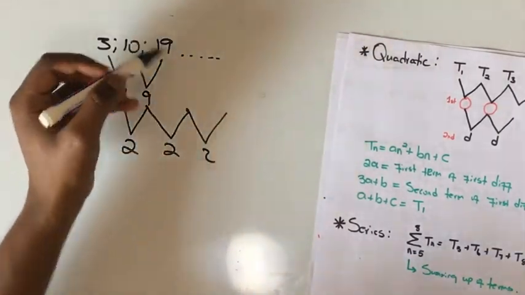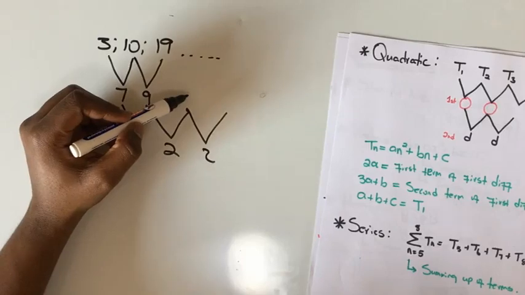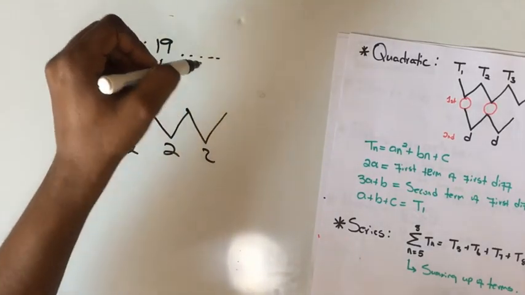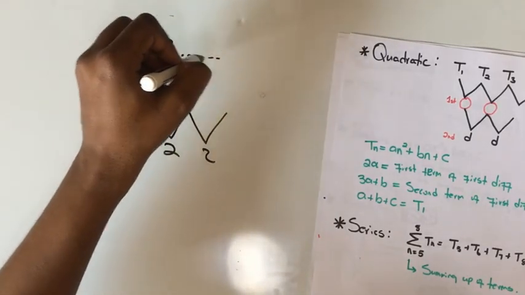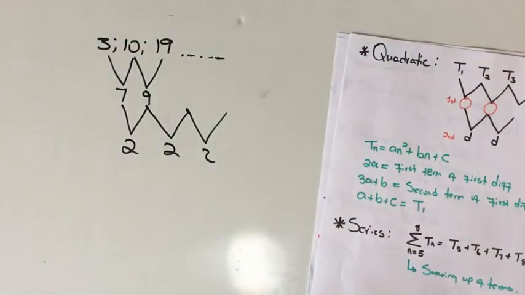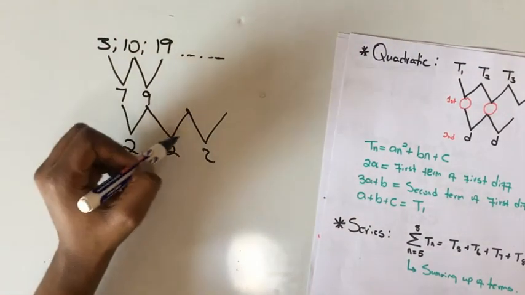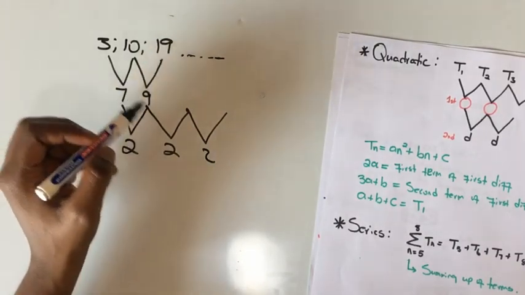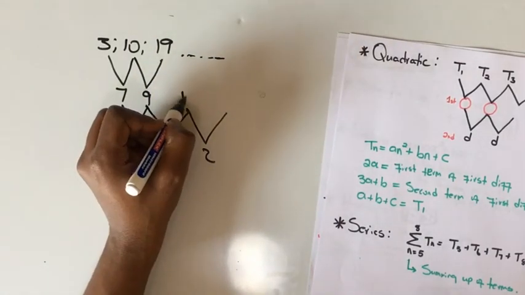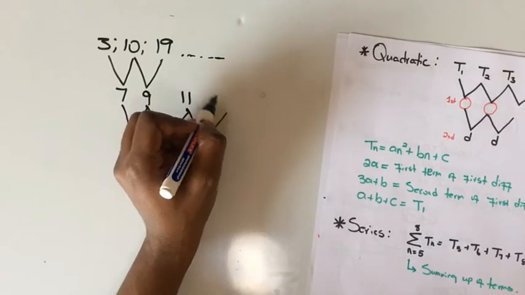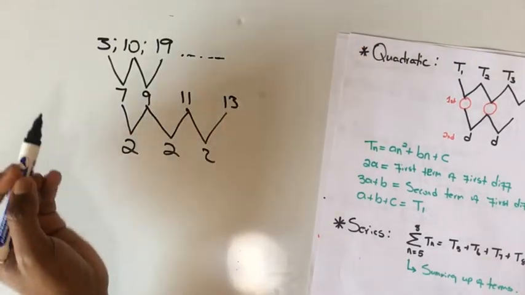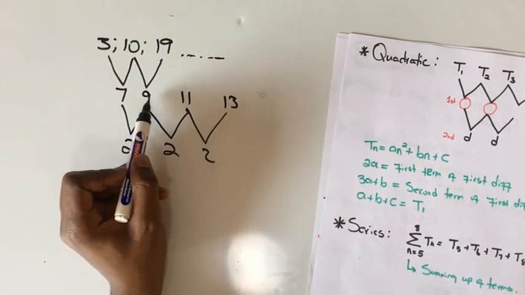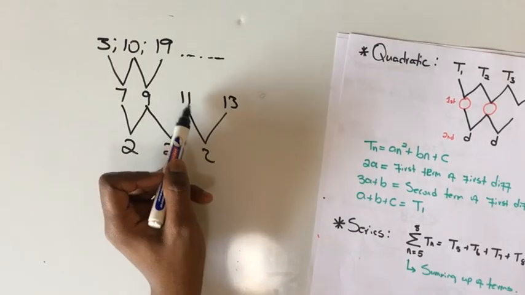Now we're looking for the next two terms, which is this term here and the other term here. How do we find that? We're basically just using the fact that it's a quadratic sequence. We can now say 9 plus 2 is going to be 11, 11 plus 2 is going to be 13. Why is this right? Because 11 minus 9 is 2, 13 minus 11 is 2.